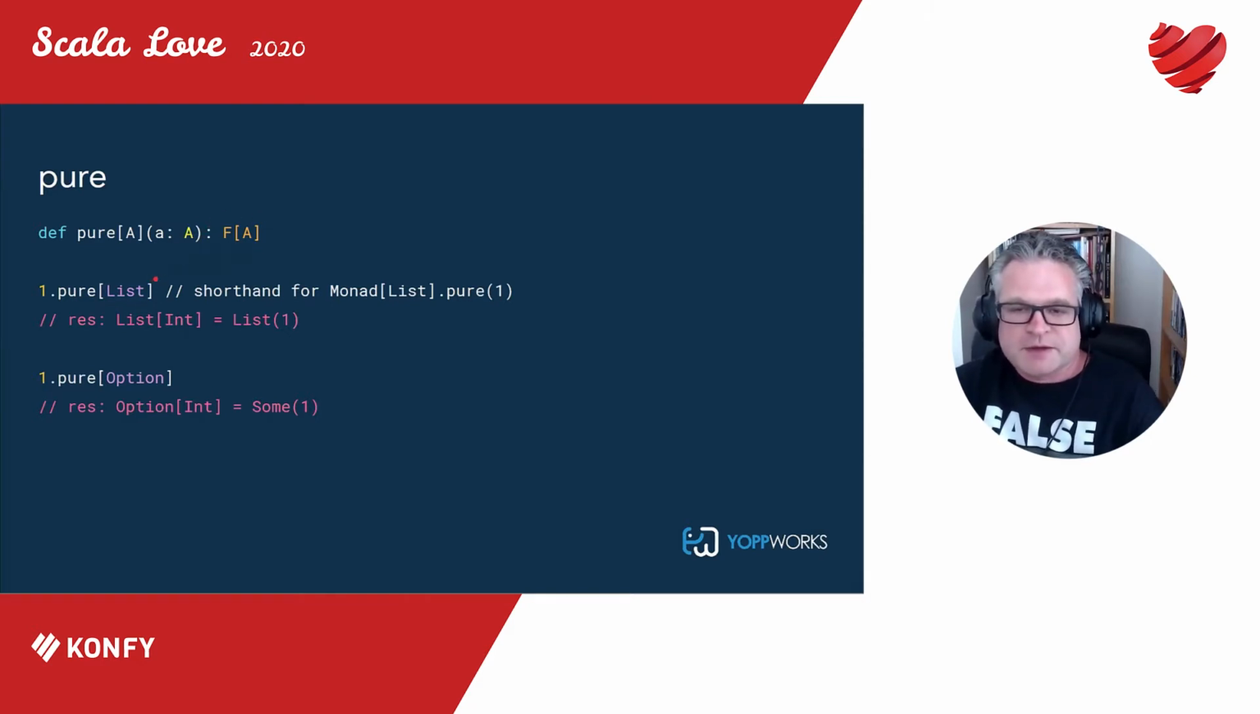So in cats, we can use this shorthand to call pure. In this case, I'm saying I have a pure value that's a 1, and I would like it to be in a list. I'd like it to be in a list effect. So there we get it, which is shorthand for this. We have the list instance of monad, and we're calling pure on the pure value.